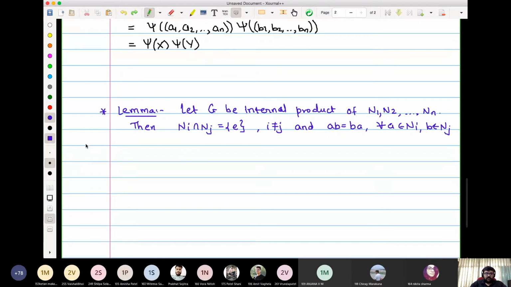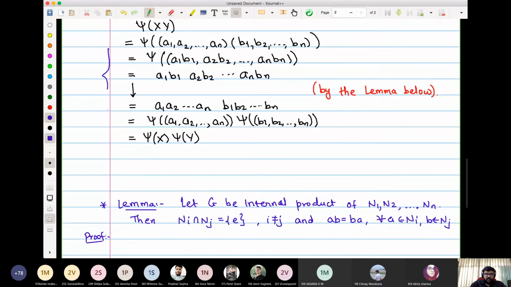Then we are done. So we prove this. And this lemma is very easy. But if I had given this lemma first, we would not have appreciated this. But the thing is that we try this and we understand where is the problem.